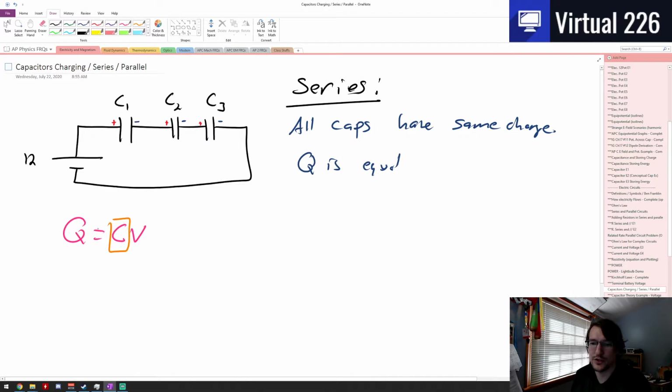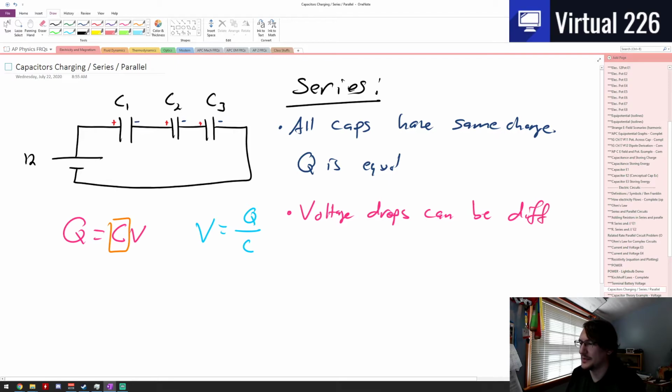Okay, and we could use this equation, Q equals CV, or if we wanted the voltage drops, like if we were using a Kirchhoff law, we could say that V equals Q over C. But in the case of the series, all the caps have the exact same charge across them. Okay, that is very, very important. Because they all have the same charge across them, the voltage drops can be different. So the voltage drops can be different here across each of them, okay?